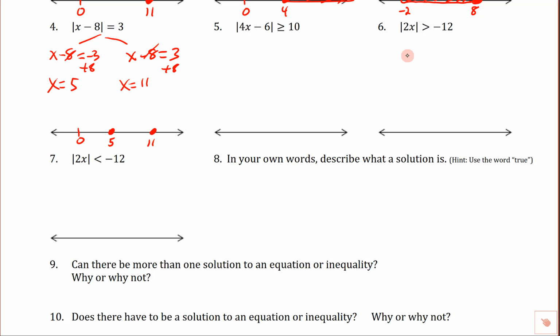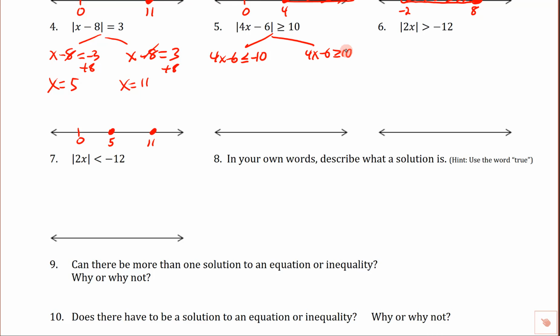So let's go through and look at this one. This was an absolute value inequality. This is a greater than, so the word that connects these is an or. It is already isolated, so here's what we're going to do. 4x minus 6, we have to switch this around, make that a -10, and 4x minus 6, we just take the absolute value off and we solve that.